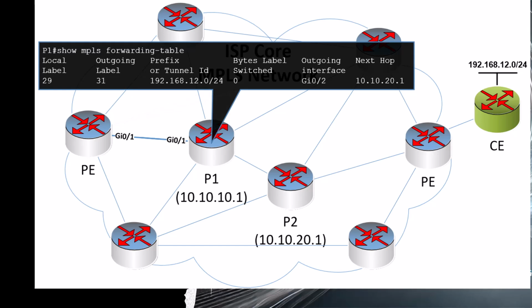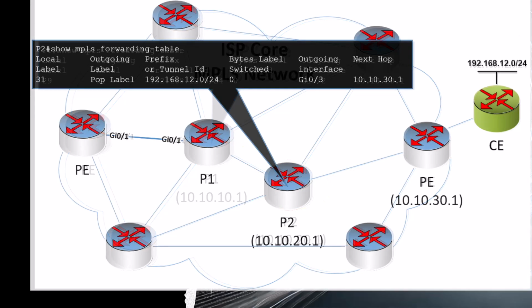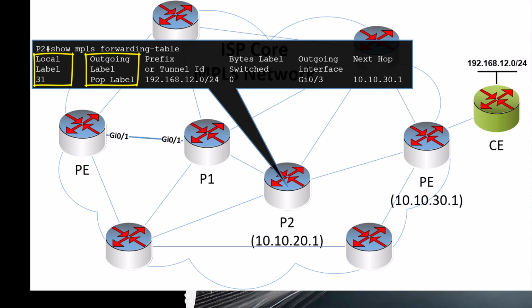Now the process continues when the packet gets to P1. You can see that the local label is 29 and the remote label of the next hop router is 31. So it swaps the labels and forwards the packet with the new label to P2, which is the next hop router. Now what we see in the LFIB for P2 is interesting. We see the local label here is 31, but for the outgoing label column, which is essentially the advertised label from the network PE router here, we see POP label. This simply means that before sending the packet, it will simply remove the label and send it to the PE router with no label at all.